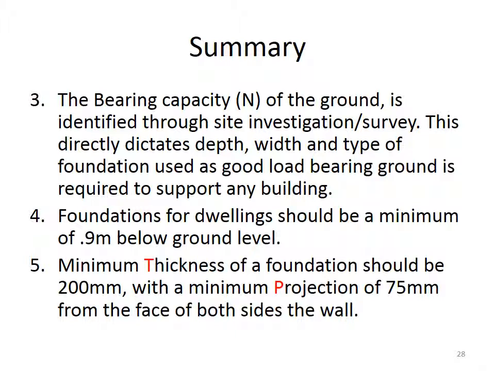Number 3, the bearing capacity of the ground, which is expressed as newtons, is identified through site investigation or surveys. This directly dictates the depth, width and type of foundation used, as good load-bearing ground is required in order to support any building. Number 4, foundations for dwellings should be a minimum of 0.9 meters below ground level. Number 5, minimum thickness of a foundation should be 200 millimeters, as set out in TGD Part A, with a minimum projection of 75 millimeters from the face of both sides of the wall.